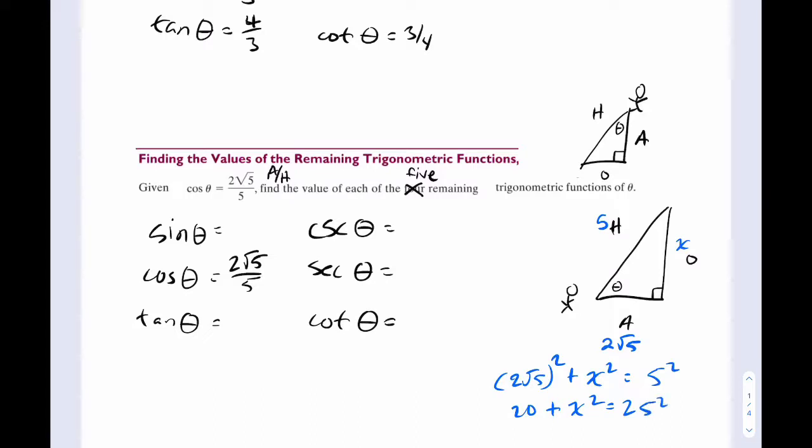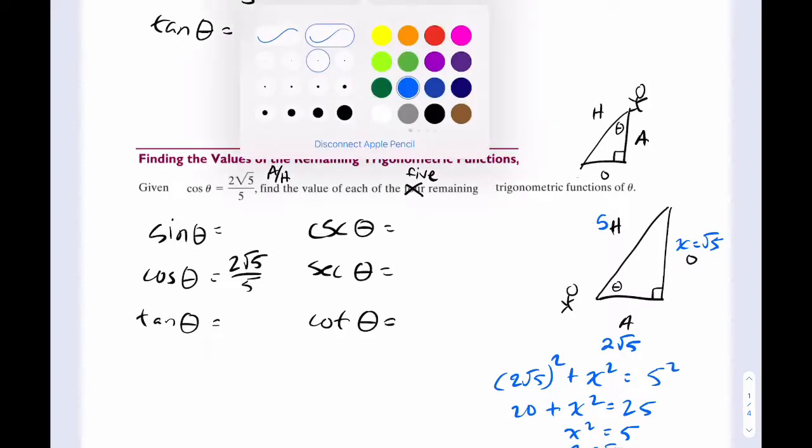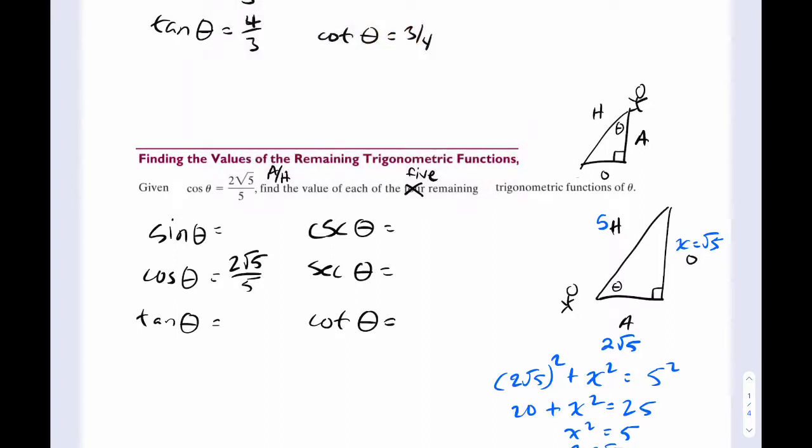5 squared is 25. So x squared must be 5, which means x is the root of 5. So here's root 5. And now we can figure everything out. Let's do sine, that's O over H, that is root 5 over 5. Tangent is O over A. That one would be root 5 over 2 root 5. Notice how this just reduces out to 1 over 2.